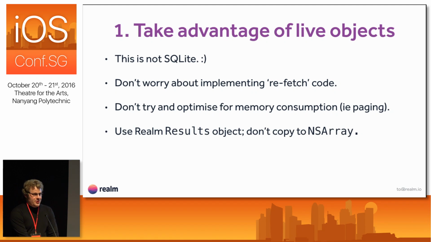One thing some people do is they want to try and do their own custom filter, so they'll copy the results to an NSArray or an array. That's not a good idea, because as you do that, you're actually pulling everything into memory, because you're accessing it all and then hanging on to it with a strong reference. So we recommend, if you can, create the filter you want with a Realm results object, and you'll get much better performance.